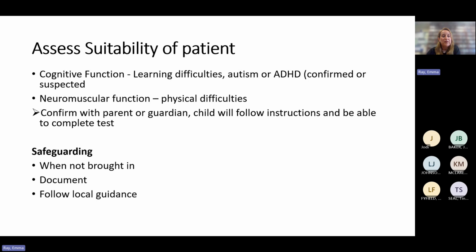And potentially children, they're relying on their parents to bring them in, but sometimes parents have got hectic lives. There could be problems at home, but if they're not brought in, we need to document that and escalate it if there's an issue there. And if they're not coming in multiple times, then we need to be reporting that and doing something about that.